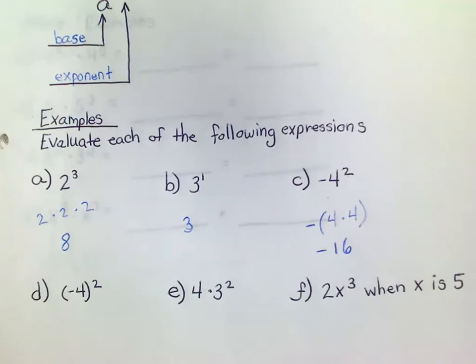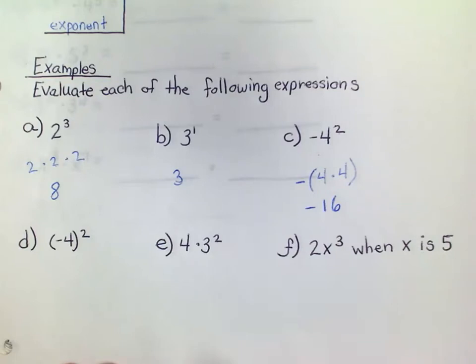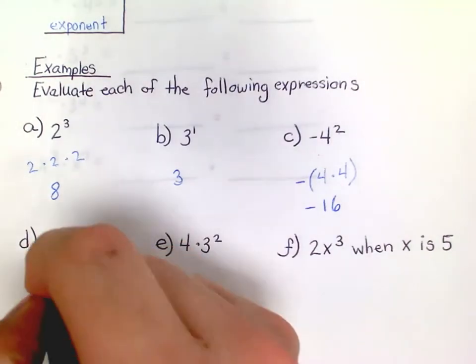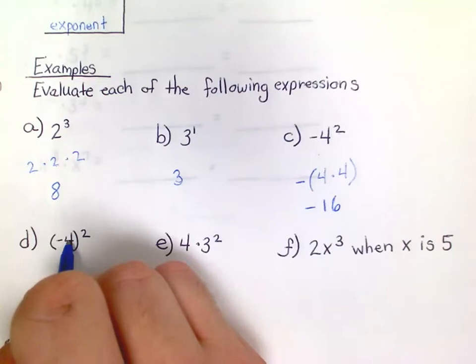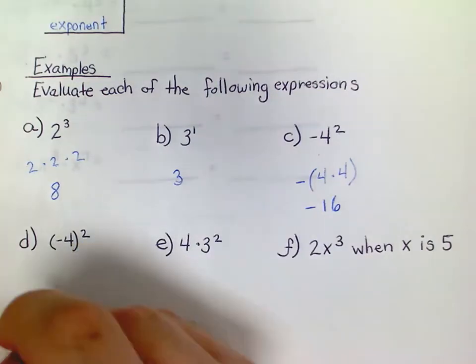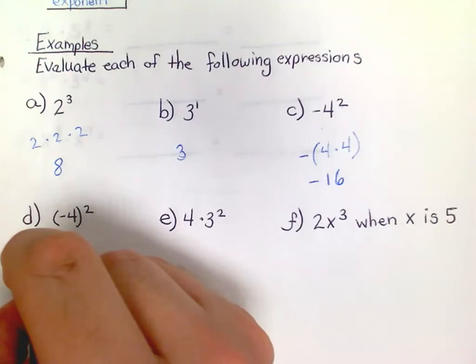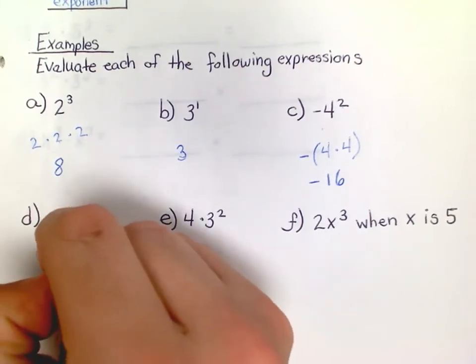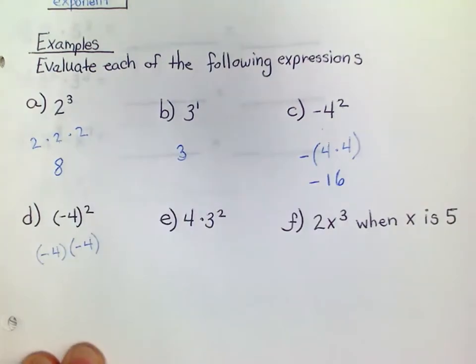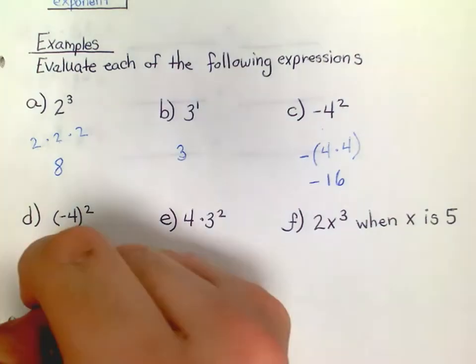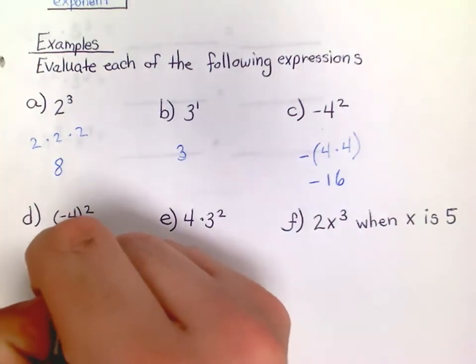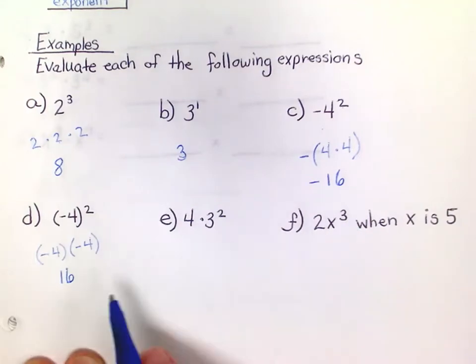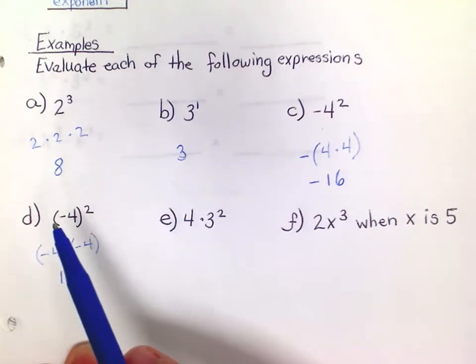Let's say you want to evaluate something that looks like D. Now to evaluate D, as you might guess, we're going to have negative 4 times itself as many times as the power says, or something like this: a negative 4 in parentheses times a negative 4 in parentheses. And what's a negative times a negative? Well, that's a positive. And what's 4 times 4? That's positive 16. So we have a positive 16. Notice that you get different answers. That's just based on how the expression is originally written.